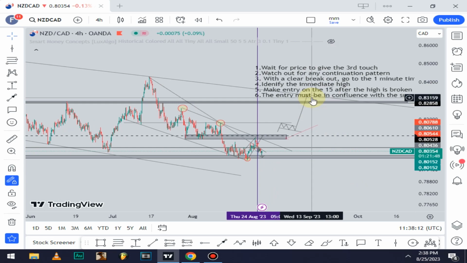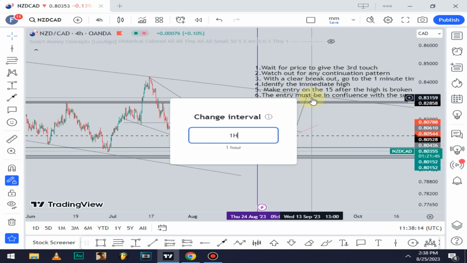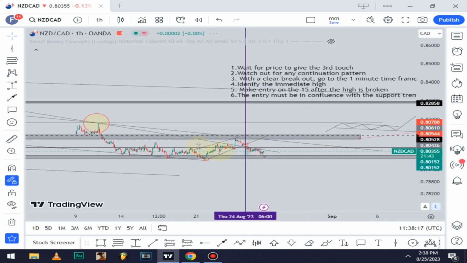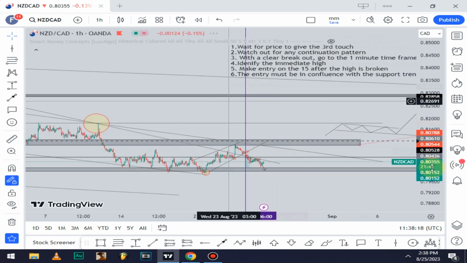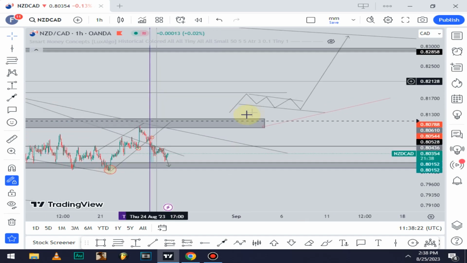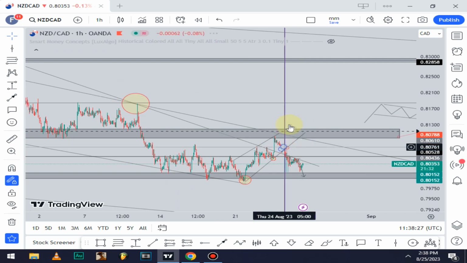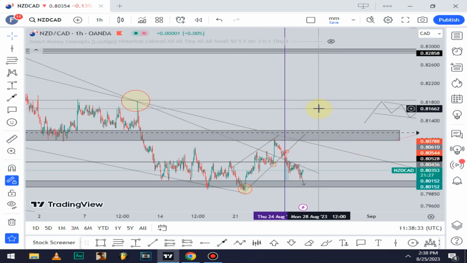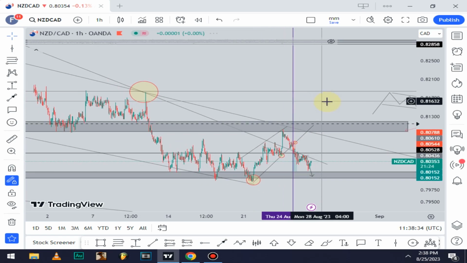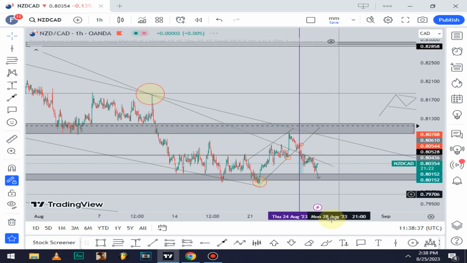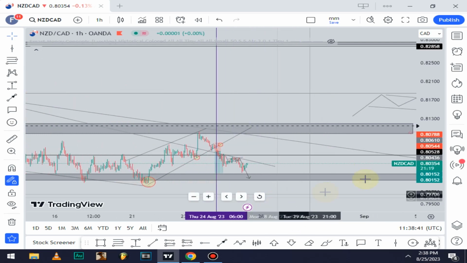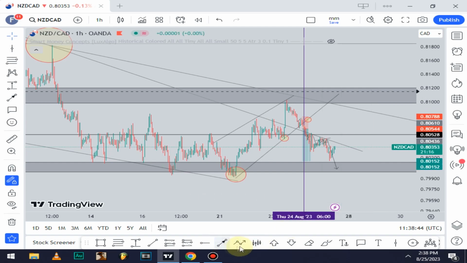But let's head over to the 1 hour. I want to show you something. Remember, I'm looking for buys. I have this continuation pattern that I drew. That is what I was waiting for: price to break out from this resistance, then come back as a correction or a retest before taking my buy entry. But now at the 1 hour I started seeing something different. I needed price to hit this resistance, then break it.